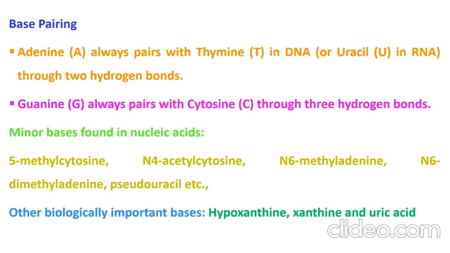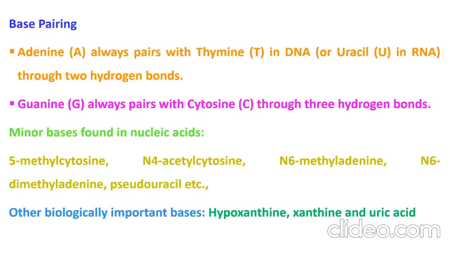Adenine always pairs with thymine in DNA or uracil in RNA through 2 hydrogen bonds. Guanine always pairs with cytosine through 3 hydrogen bonds. This complementary base pairing ensures that the two strands of DNA are held together tightly and that the genetic information is accurately replicated and transmitted.